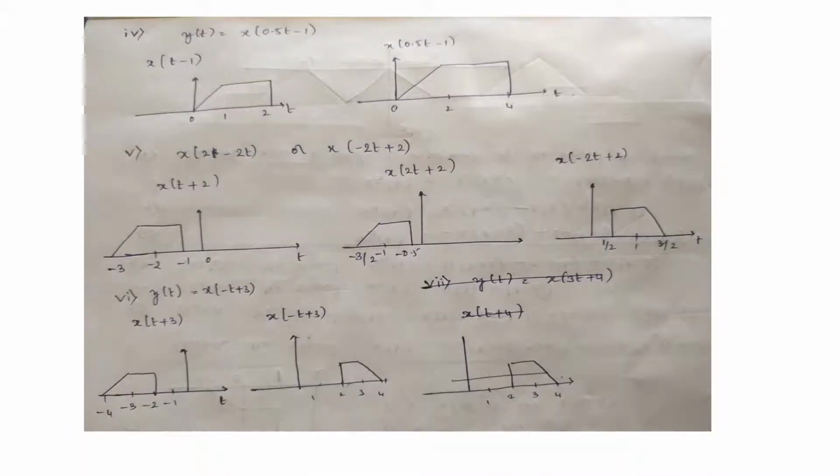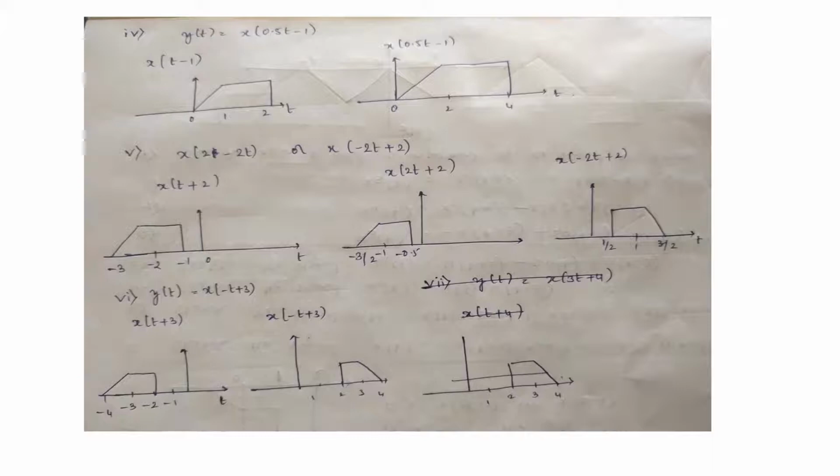Next is y of t equal to x of 0.5t minus 1. Here also we have to do two operations, time shifting and time scaling. First we have to find out x of t minus 1. That means it is delayed by 1 unit. You have to shift the given signal by 1 unit in the right direction. Hence the signal is presented at 0, 1 and 2. Now I have to do time scaling. That means I have to divide the signal by 0.5 unit. That means the signal will be present at 0, 2 and 4.